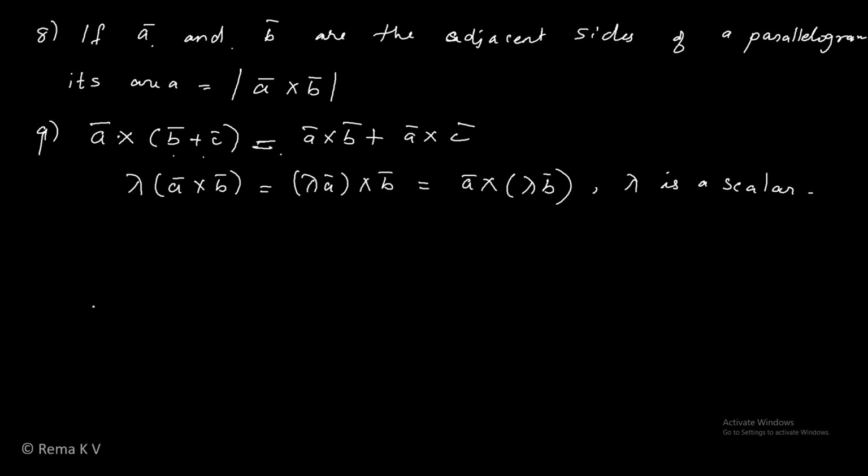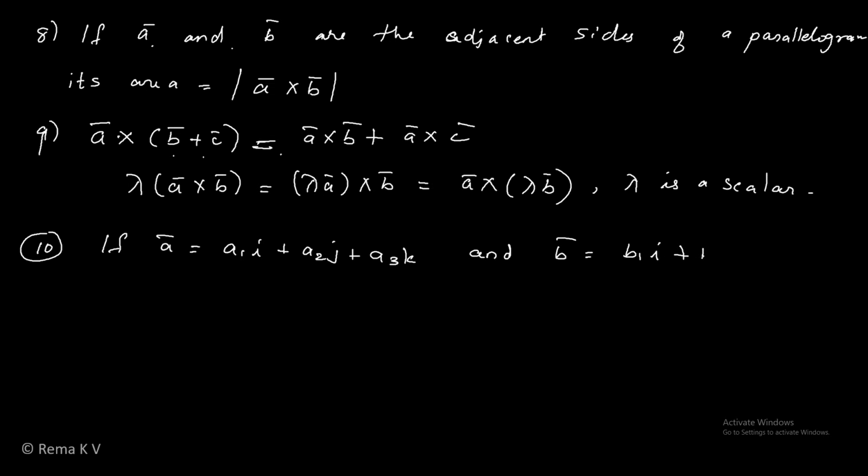And now, when the vectors A and B are given in component form, if vector A is equal to A1i plus A2j plus A3k and vector B is equal to B1i plus B2j plus B3k, this is the component form of vector A and B, then you know how to find the dot product. A dot B is equal to A1 B1 plus A2 B2 plus A3 B3. It is the dot product.